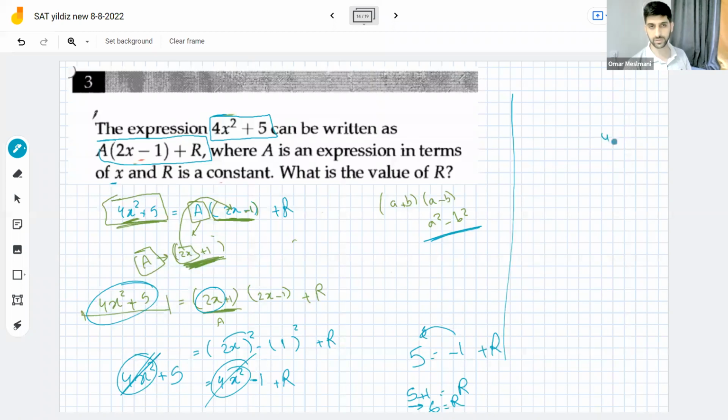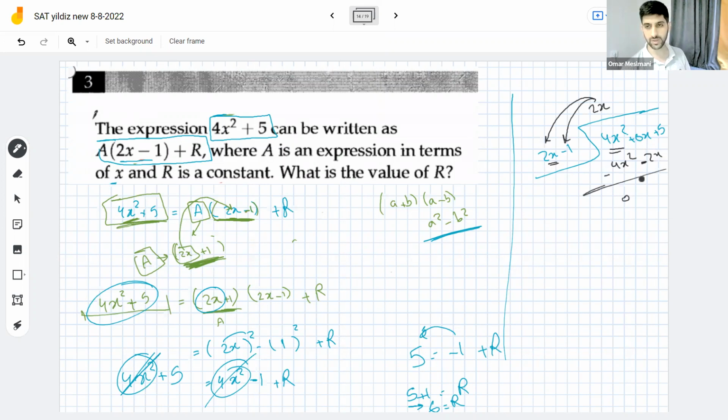We'll take 4x squared plus 5 and divide it by 2x minus 1. I told you that when you divide using long division, try your best to write it in standard form, so I'm going to say 4x squared plus 0x plus 5. Why am I doing this? Because I don't want to make any mistakes. So 4x squared divided by 2x is going to be 2x. 2x times 2x is 4x squared. 2x times minus 1 is minus 2x. You subtract. 4x squared minus 4x squared is 0. 0 minus minus 2x is plus 2x.